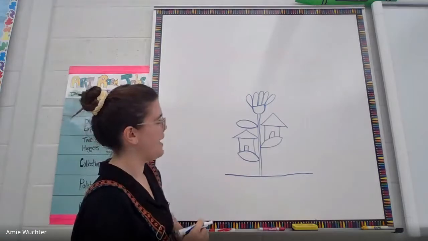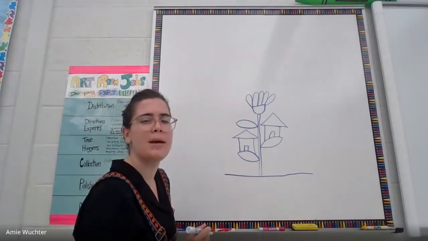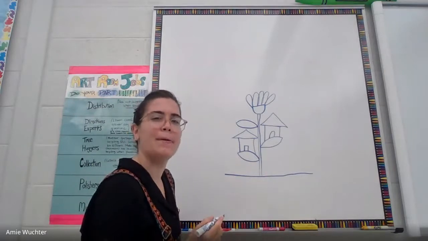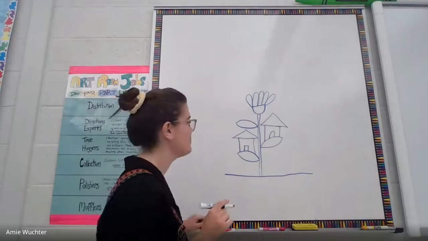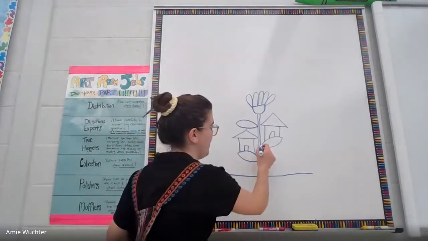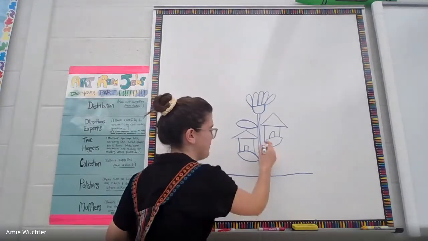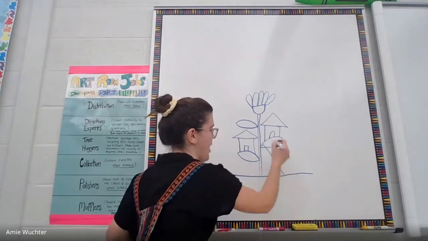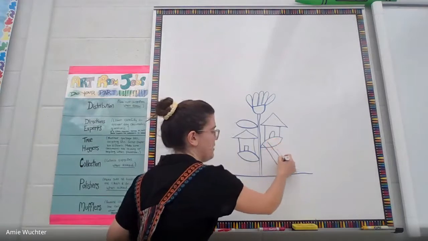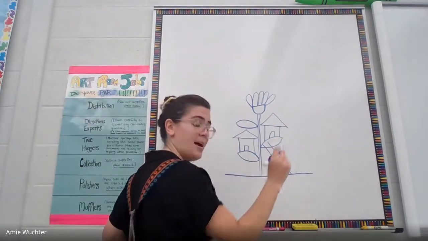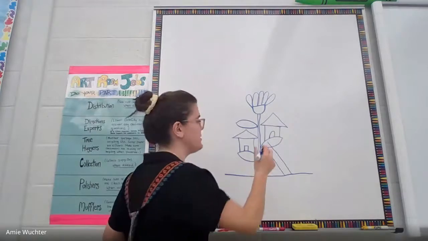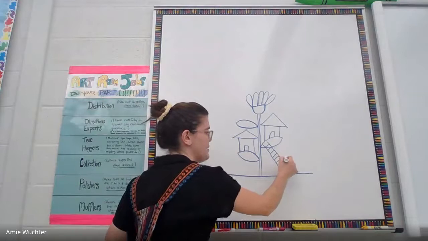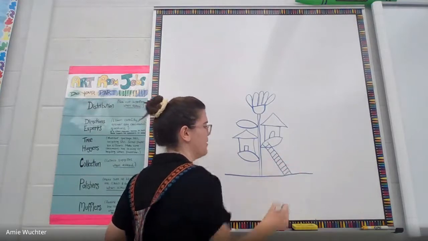I'd say my flower fort looks just about complete, but I might just add a little ladder to get up into our flower fort. Let's see. I'll have the ladder going up to this leaf. So one line going down, another line going down, and then I'm going to draw some lines going across. Across, across, across, all the way down to the bottom of our ladder.